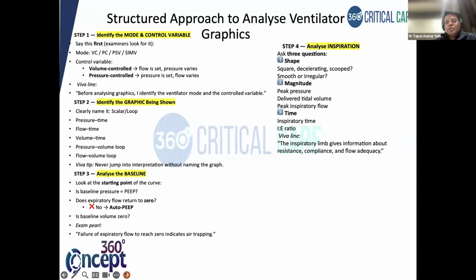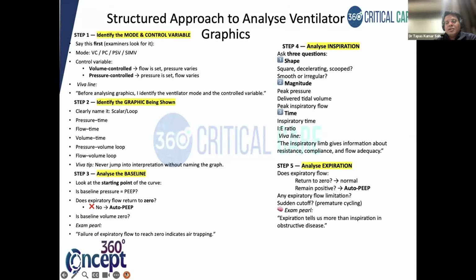Clear? So now till the fourth step, you are all clear? Now step 5, after inspiration, you will be analyzing the expiration. In the expiration, you will be asking these 2 questions. Does the expiratory flow return to 0? That means normal. If it is remaining positive, auto PEEP.